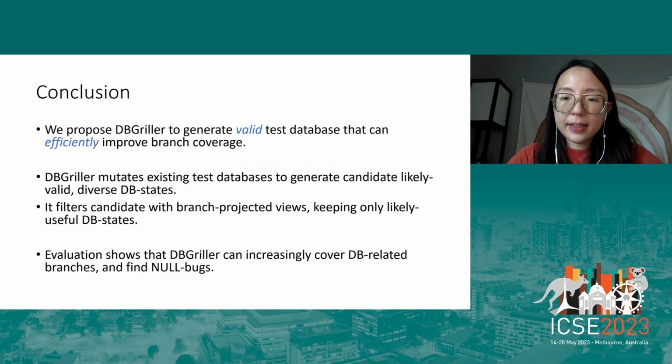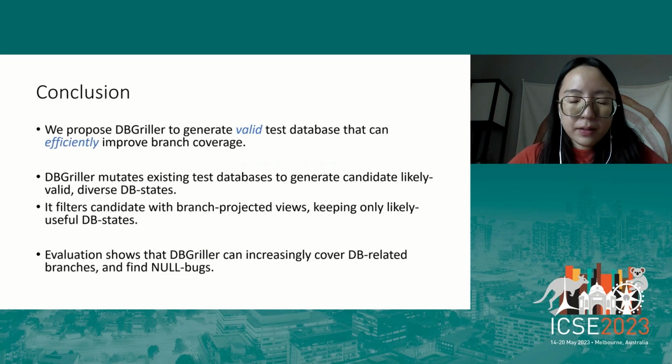Hi, thanks for the presentation. My question is, once you have computed a new valid database configuration, how do you then map that to the test configuration that corresponds to it? So you said that you increase the branch coverage, but then how do I also generate a corresponding test with the proper assertions that will actually utilize that configuration?